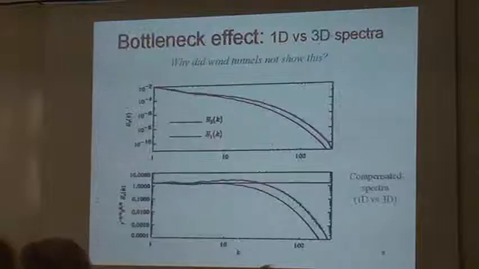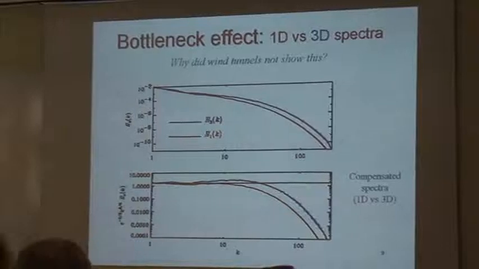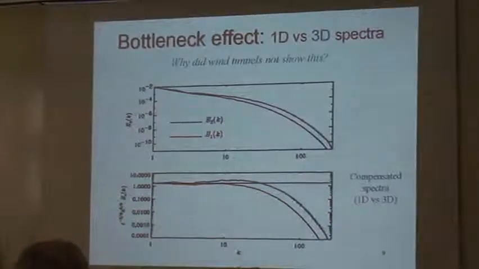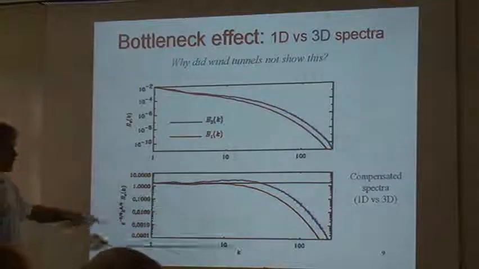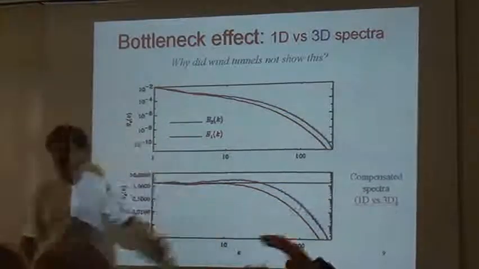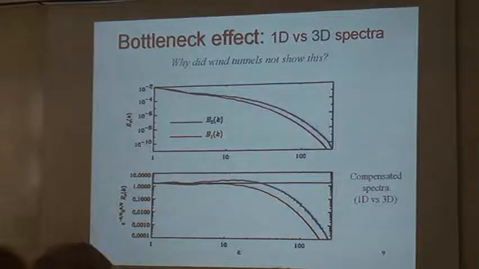So these were all motivations. Here's something else about the bottleneck effect, because you were asking whether it's real or physical. One clue that has not been mentioned is that there's a difference between 3D and 1D. And of course, whenever anybody does anything in the observatory, in the laboratory, they have a one-dimensional spectrum.